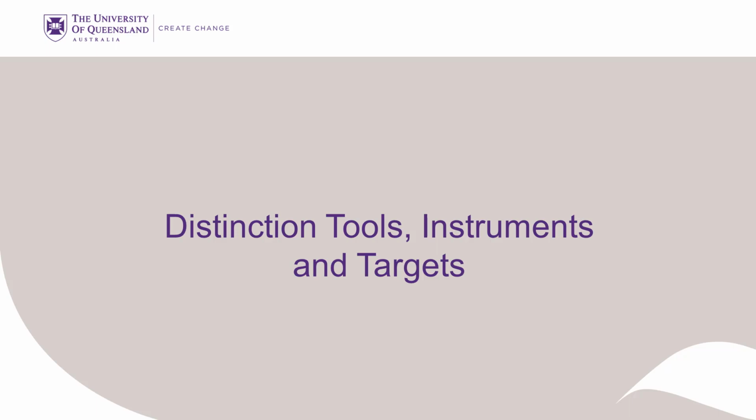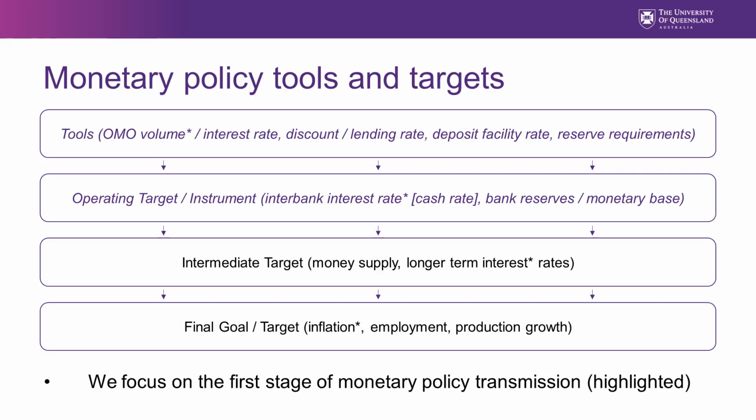So the best way is to think of monetary policy in terms of what can be changed and how it propagates until it reaches its objective. And the objective of monetary policy, what we call the final target, the final goal, is inflation, employment, production, and growth. You see the asterisk? Asterisks refer to what we currently use in Australia. Inflation is our target. We don't have a target about growth.